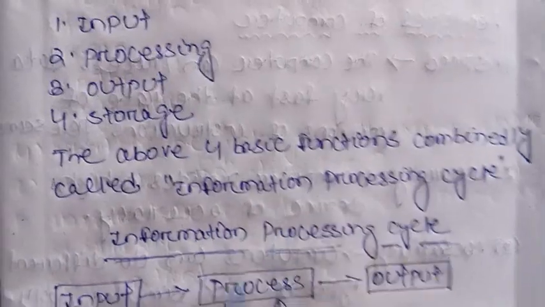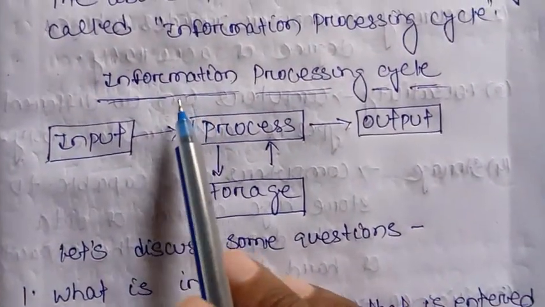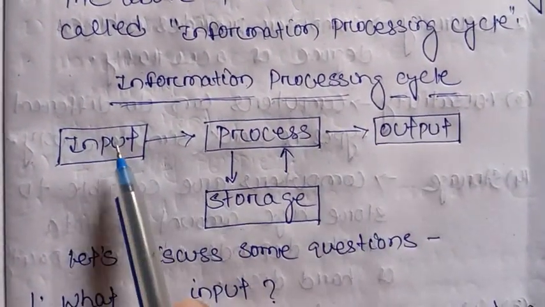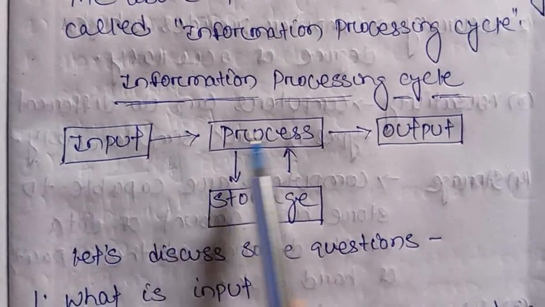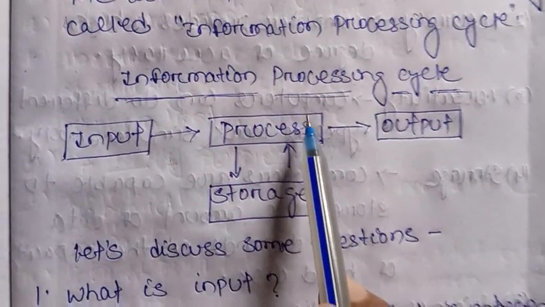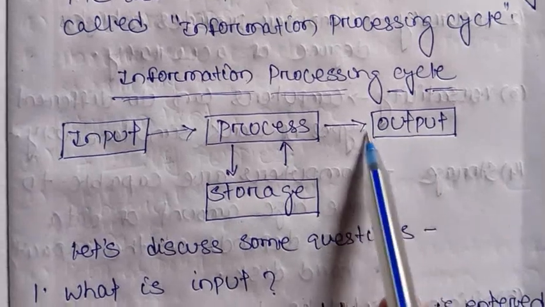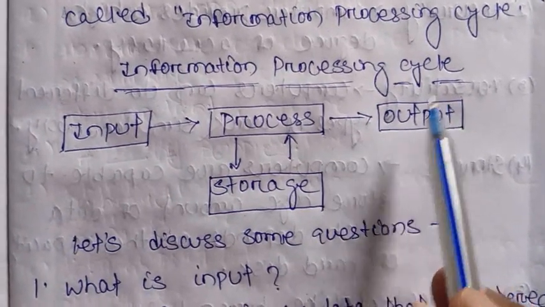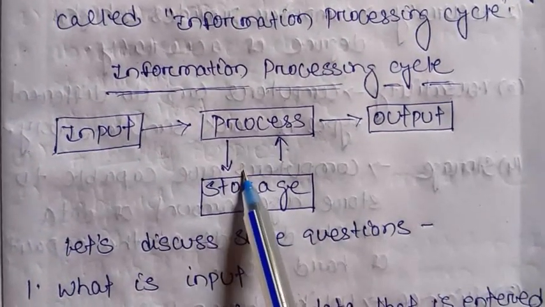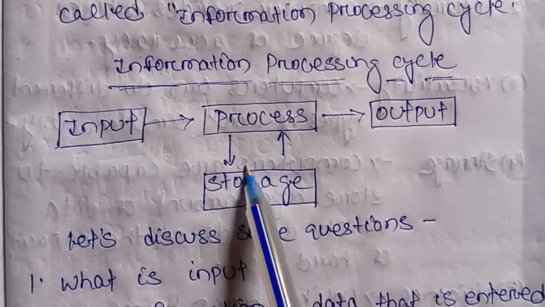It means the information processing cycle is input given by a user, processed by the computer, and the result or output given to the user by the computer, then its storage on the computer for future use.